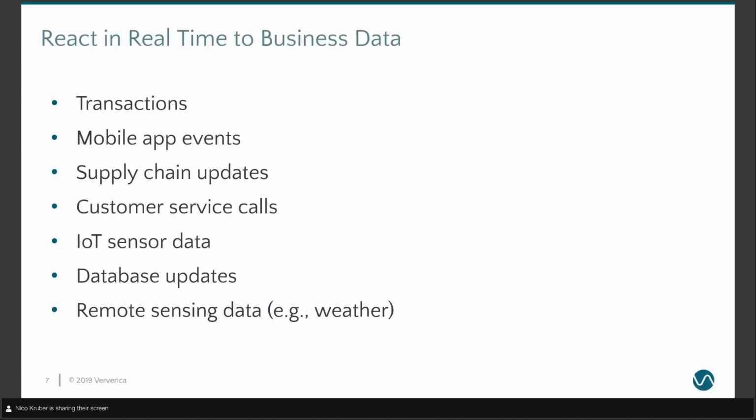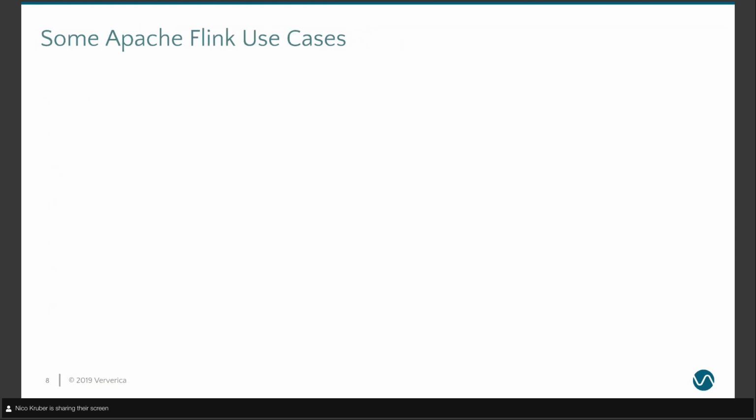All of those companies process data, and they want to react to their business data in real time. Those could be things like transactions flowing in. It could be events from mobile apps. It could be supply chain updates, IoT sensor data, database updates. So a lot of different things that you get in most naturally via a stream, because they are being generated continuously over time. And then you get things in, you want to react to them quickly. So here are some of the Flink use cases from those companies, to show you what it is being used for.